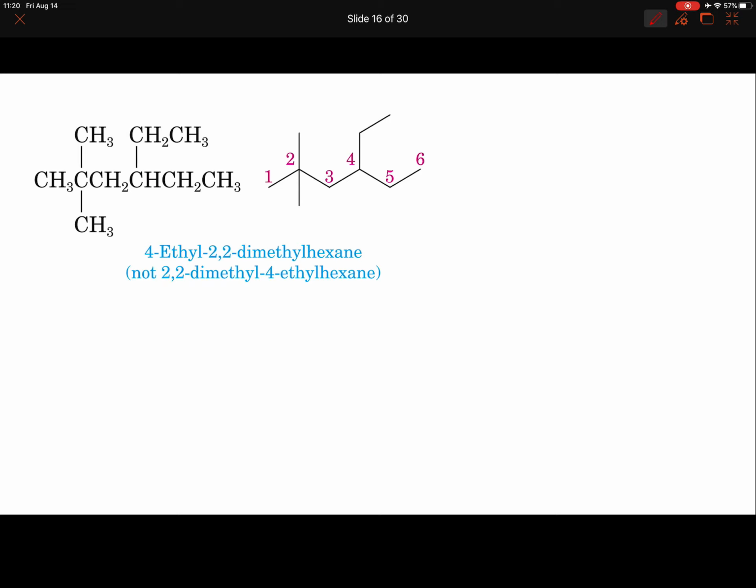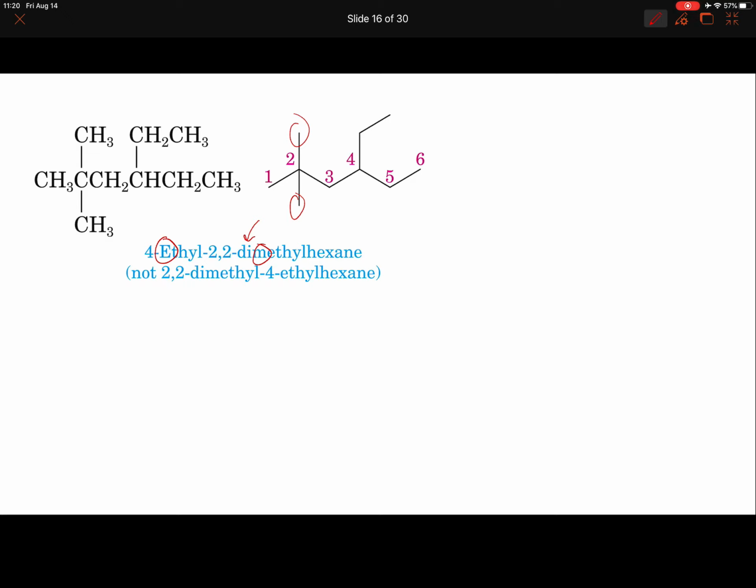We want to alphabetize the names of the substituents first, and then insert prefixes. So what I'm getting at here is that we've got some dimethyls. We don't want dimethyl to influence the fact that D goes before E. So what I'm saying is ethyl goes before methyl. Dimethyl alphabetically comes before ethyl, but we don't take the di, tri, tetra into account.